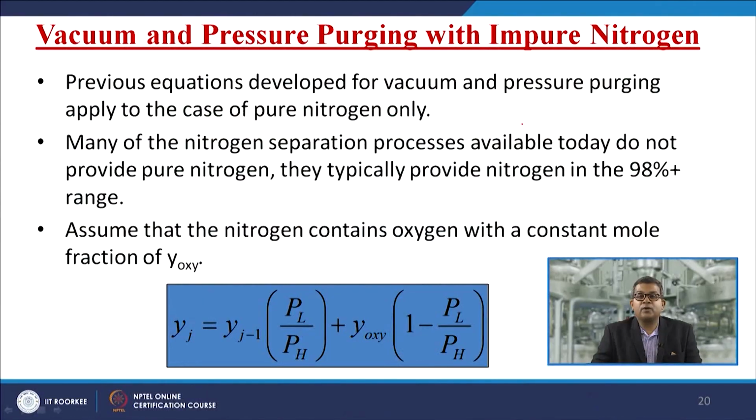Sometimes we may have to use vacuum and pressure purging with impure nitrogen. The previous equations which I have discussed for vacuum and pressure purging apply to the case of pure nitrogen only. Many of the nitrogen separation processes available today do not provide pure nitrogen. They typically provide nitrogen in the range of 98% plus or minus. Now, the question is that if we go ahead with the highest purity, then the cost of nitrogen production, or the cost of inert production, would be on the higher side. So, we need to optimize.